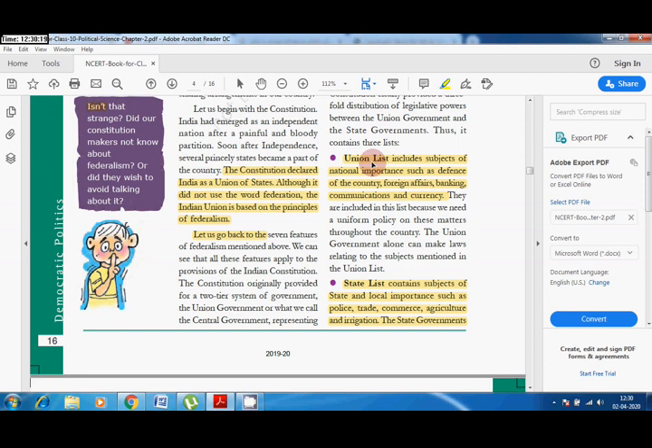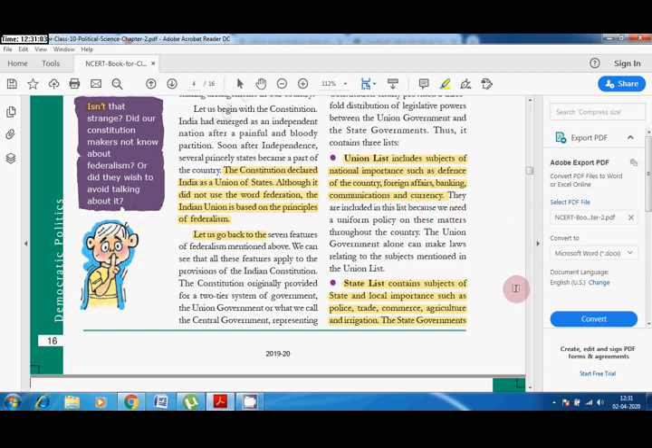First is the union list. It includes the subjects of national importance like defense of the country, foreign affairs, banking, communication and currency. These are very important issues and these are concerned with the full nation. So these subjects are in the union list and only the union government or the central government can make laws on these subjects. That means the central legislature, that is the Parliament of India. So the Parliament has the power to make laws on the subjects mentioned in the union list. And which are the subjects? Defense, foreign affairs, banking, communication, currency.